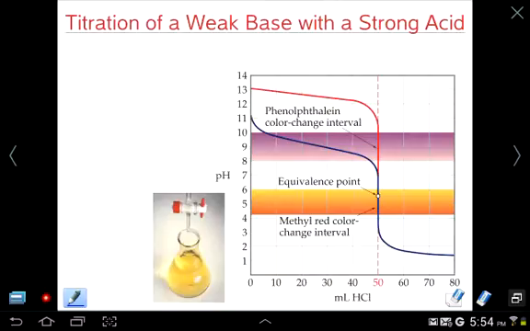So why don't we do the opposite now? Now we're going to titrate a weak base with a strong acid. In other words, in the flask down here, or in the beaker, now we have a base. This is our unknown.